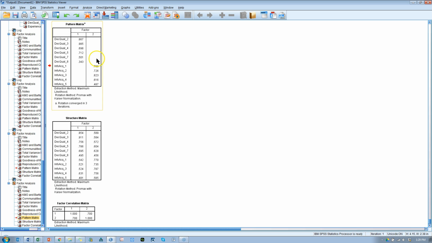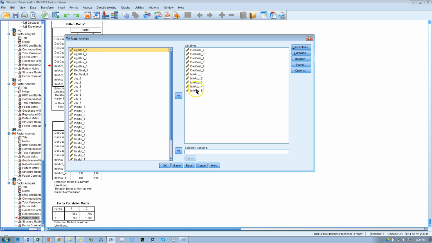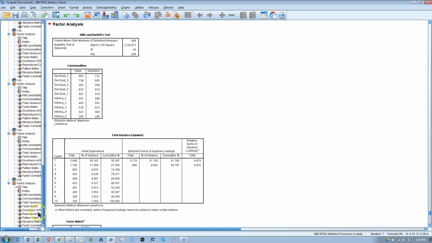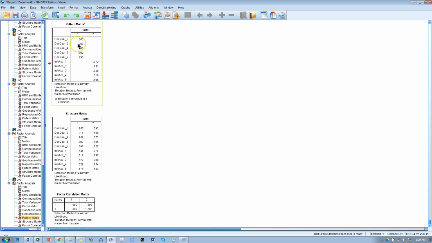Jump down to the pattern matrix. Looking better, but look at this. Decision quality 8, not really contributing very well. I'm going to drop decision quality 8. And pattern matrix. Much better. This is borderline. We might keep it. This is also borderline. We might keep it.